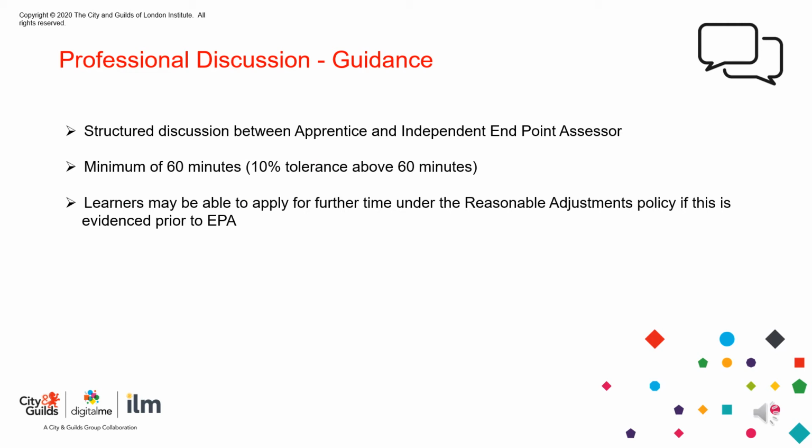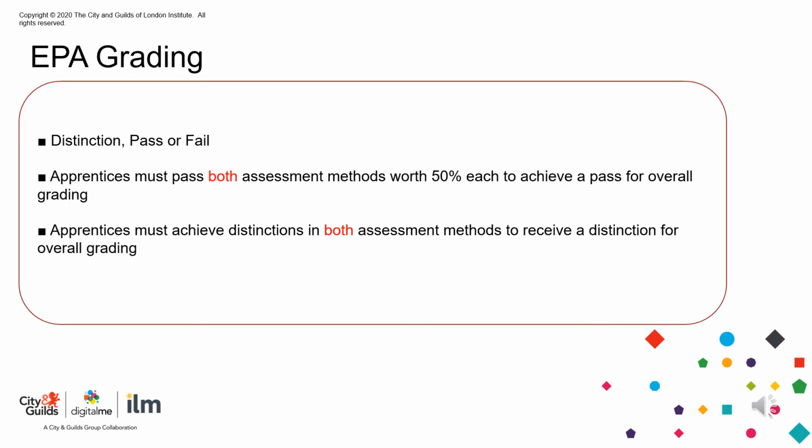The portfolio of evidence is supported by a professional discussion. A professional discussion is a structured discussion between an apprentice and an independent endpoint assessor. The duration of this discussion will be 60 minutes, with a 10% tolerance level above 60 minutes. Learners may be able to apply for further time under the reasonable adjustments policy if this is evidenced prior to endpoint assessment. Once the endpoint assessment is completed, a grading decision will be made.